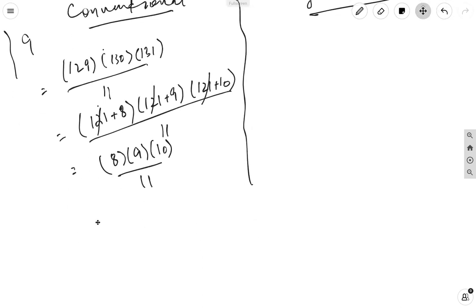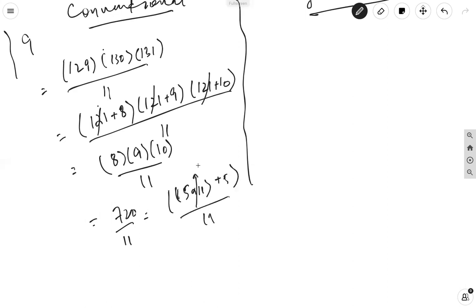Now just multiply all of these, and this came out to be 720 over 11. And if you proceed further, the lowest multiple of 11, this is 65 into 11 plus 5 by 11. For this, the remainder is 0, and the result came out to be 5 by 11, and hence the remainder is 5. Everyone is comfortable with this conventional method?